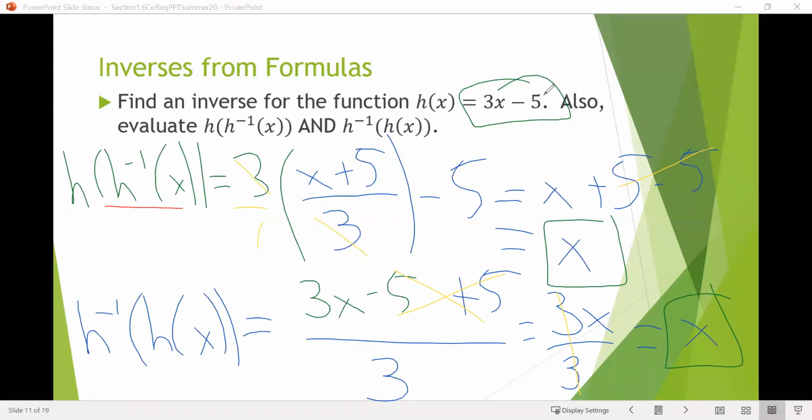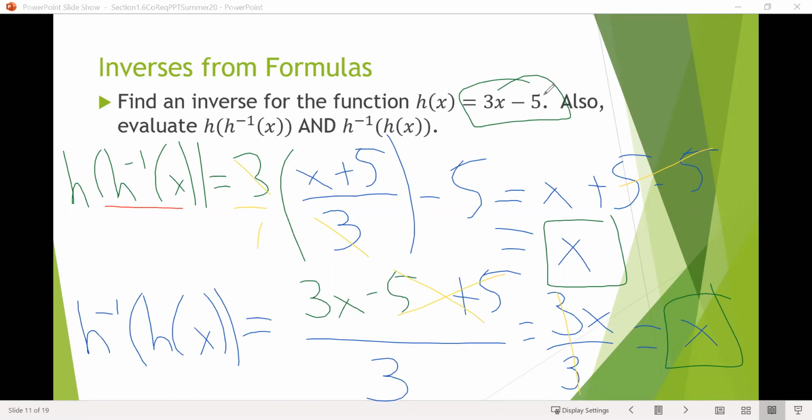Okay. So notice that regardless of which way we did this, if we did h of h inverse or h inverse of h, we got x each time. And remember, x is one of our toolkit functions called the identity function, right? So here's the moral of the story: if you have two functions that are inverses of each other, this will always happen. If you compose the inverse function into the original function, you'll get x, and if you put the original function into the inverse function, you'll get x as well.